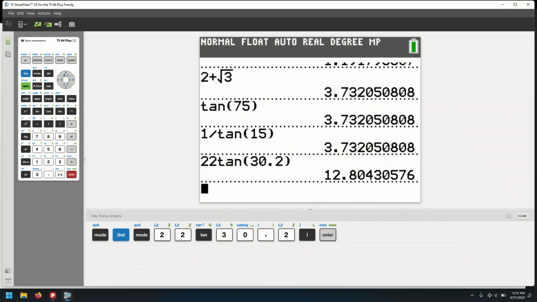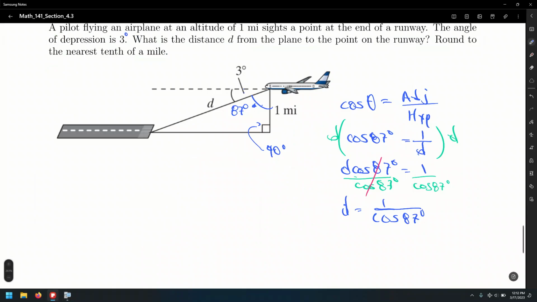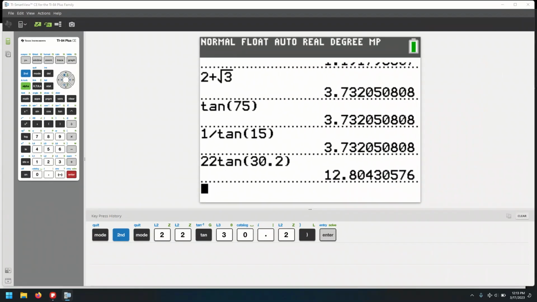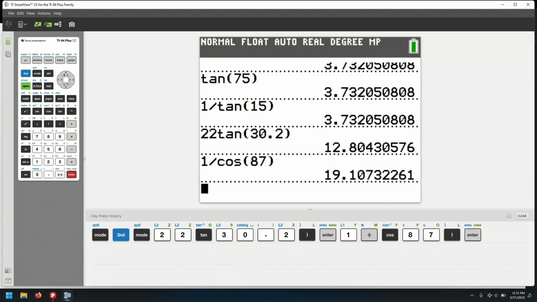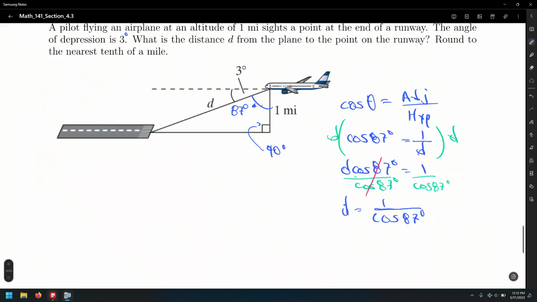How about we just type that on the graphing calculator? I know what you might be thinking: yes, you have a trigonometric function in the denominator. If you move it to the numerator, that's going to be a secant, because that's the reciprocal. But recall that we don't have a secant key on our graphing calculator. What do we have to do? Go back to 1 over cosine. So let's just punch it in on the calculator. That's 1 over cosine of 87 degrees, and that has to be about 19.1 miles.